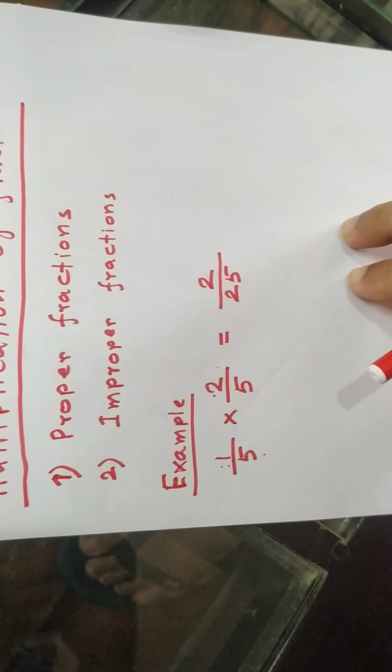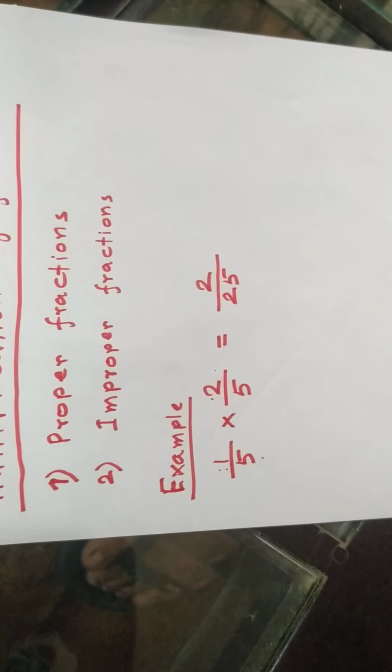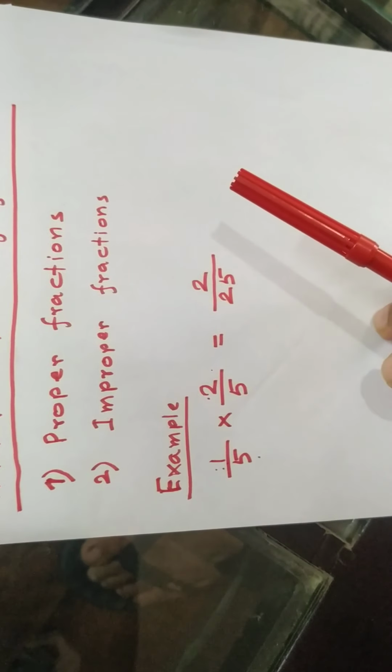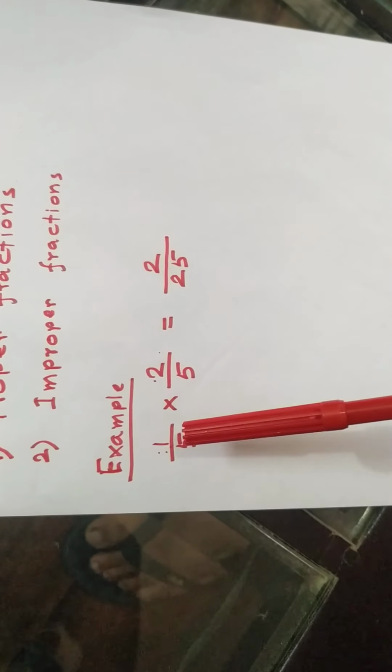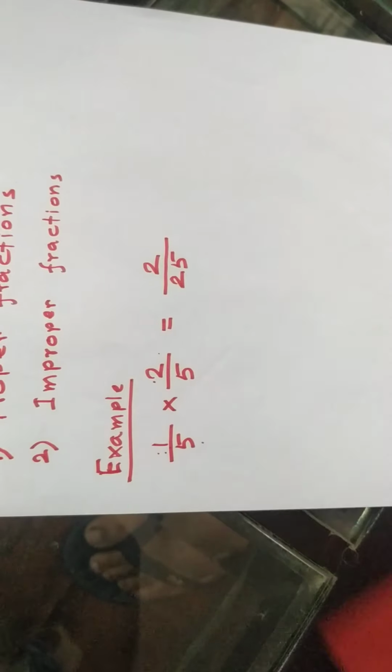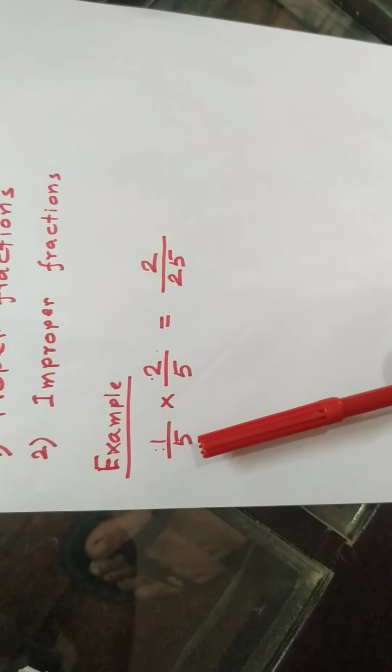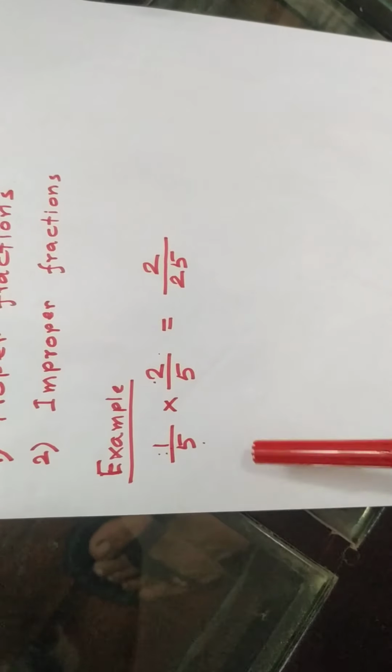Now, the rule that I'm going to state is equally applicable for both proper and improper fractions. So let us illustrate the rule with the help of an example. Suppose we are asked to multiply 1 by 5 with 2 by 5. The rule states that we must multiply the numerators together and we must multiply the denominators together. So what is the numerator of the first fraction? 1. What is the numerator of the second fraction? 2. So when I multiply 1 with 2, what do I get?